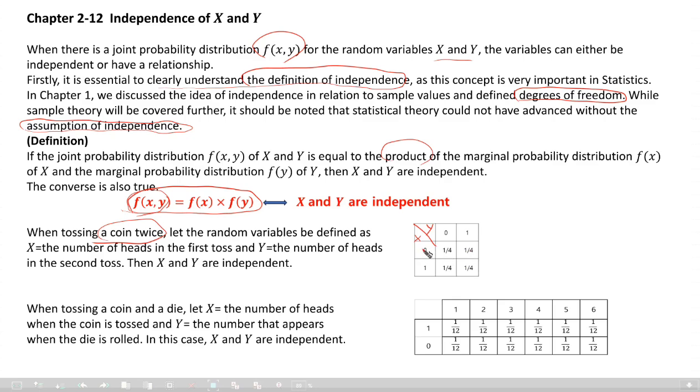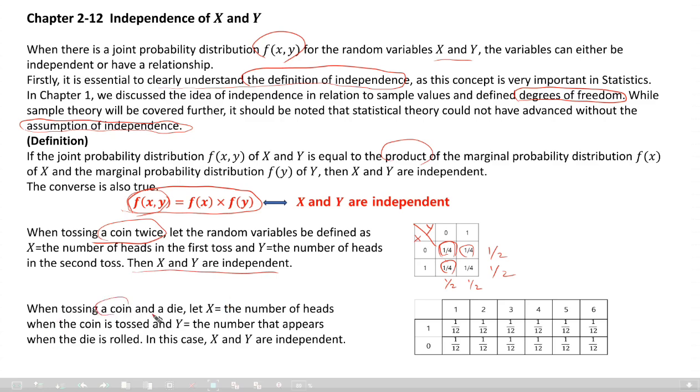What is f(x)? 1/2. The marginal probability of X is 1/2, 1/2. The marginal probability of Y is also 1/2, 1/2. So each cell is the product of its marginal probabilities. Here, 1/2 times 1/2 is 1/4, for each one. So theoretically, we say X and Y are independent.